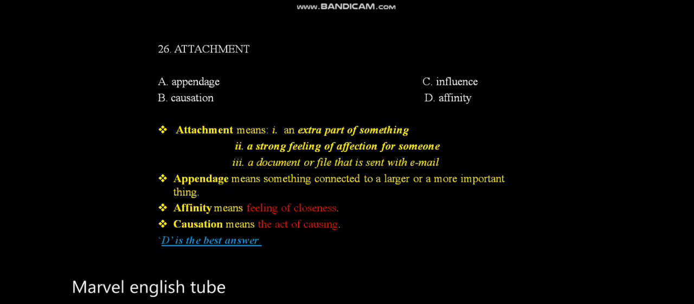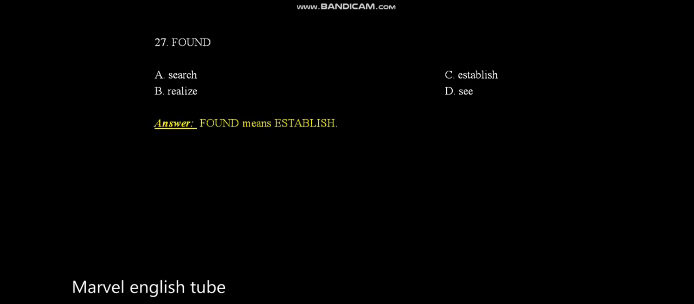It may have something to do with A, but among the given words D, I think, should be the best answer. The next synonym item is found. To understand their meaning and to give the correct synonym, you have to know their meanings. Search, realize, establish, see. So found means establish. Don't be confused. There is a word found which is the past tense of find. That's a different one. Find, found, found is a different one. To found something means to establish. All right, so that is its synonym. The rest three mean different.